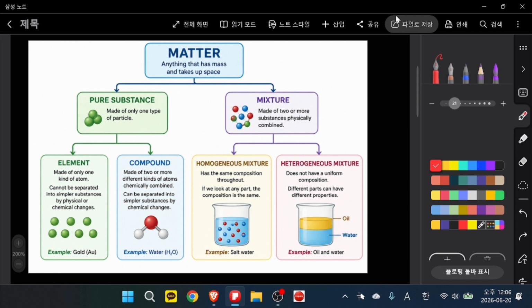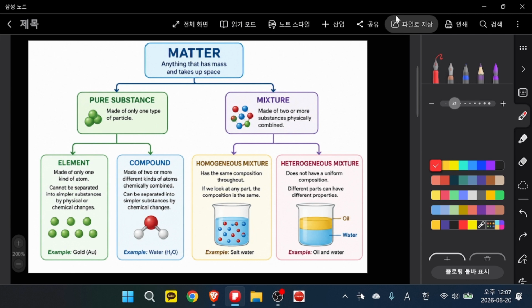Now let's learn about pure substances. A pure substance is made of only one type of particle. This means it contains only one kind of atom or one kind of molecule. Gold is a pure substance because it contains only gold atoms. Oxygen gas is a pure substance because it contains only oxygen molecules. Water is a pure substance because it contains only water molecules.